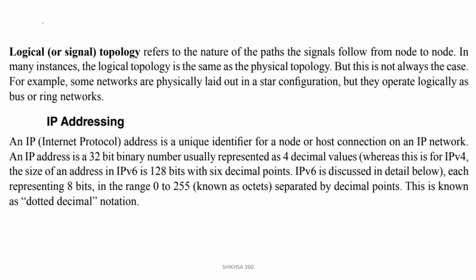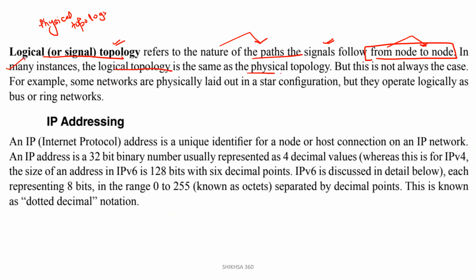Next one, we have physical topology. Next one, that is the logical or signal topology. Logical or signal topology basically refers to the nature of the path the signal follows from node to node. Clear? In many instances, or in most cases, the logical topology is the same as the physical topology. But this is also not always the case. Clear? Not always will it be the same.